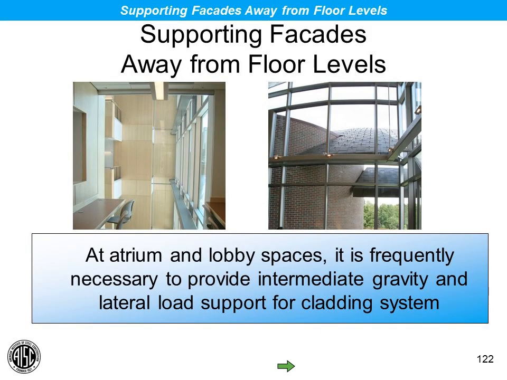So that's it for spandrel beams themselves. Let's talk about supporting facades away from floor levels for just a couple of minutes before we take some questions. And you can have conditions like this at atrium or lobby spaces where it's necessary to provide perhaps gravity and lateral support to a cladding system, most commonly aluminum glass curtain wall, where you need to restrain the out-of-plane movement and also support the gravity loads. But unfortunately, you don't have a slab edge to help you distribute those loads to the base building structure and the diaphragm.